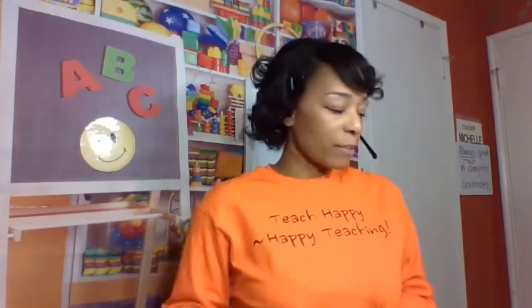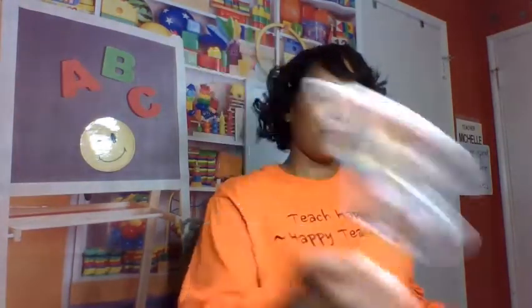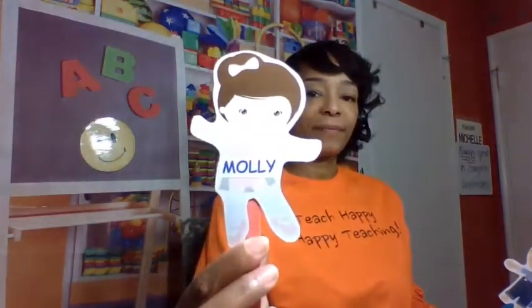So I'm just getting all my props together. I do have characters for my lesson. We have Sky the dog. We have Molly the little girl. And we have Dan the little boy.